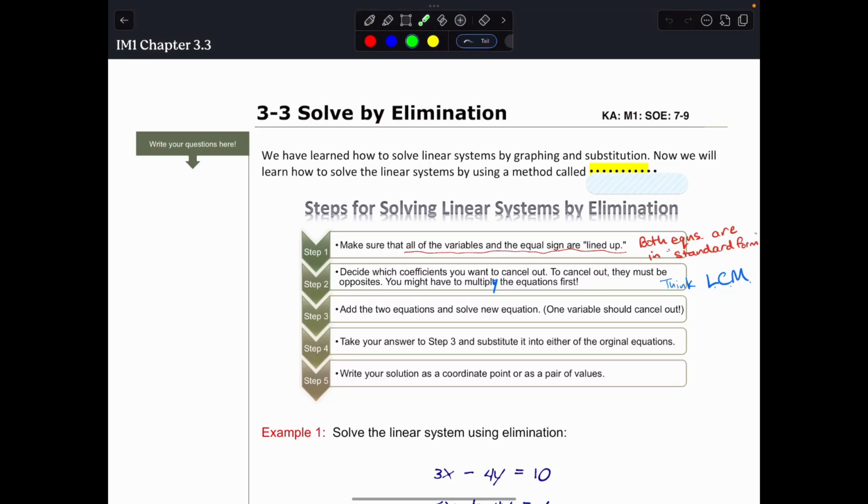All right, Math 1 people, this is lesson 3.3, Solve by Elimination. In Khan Academy under Math 1, we're working through the unit titled Systems of Equations, and this lesson covers skills 7 through 9 in that unit. Let's go ahead and get started. We have learned how to solve linear systems by graphing, that was in lesson 3.1, and substitution in lesson 3.2. Now, we will learn how to solve the linear systems by using a method called elimination.